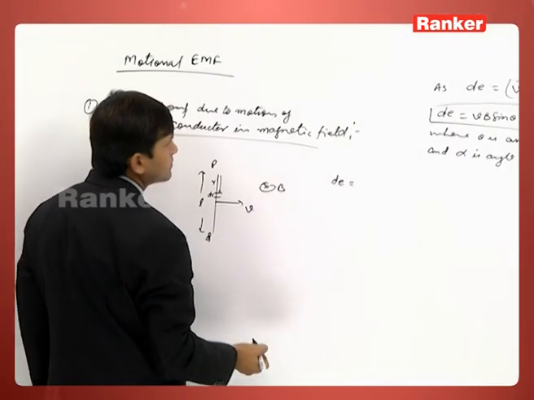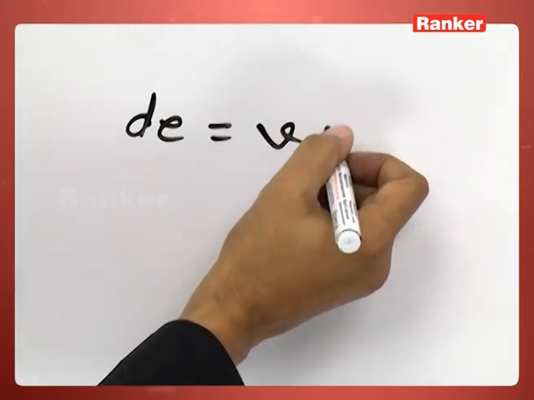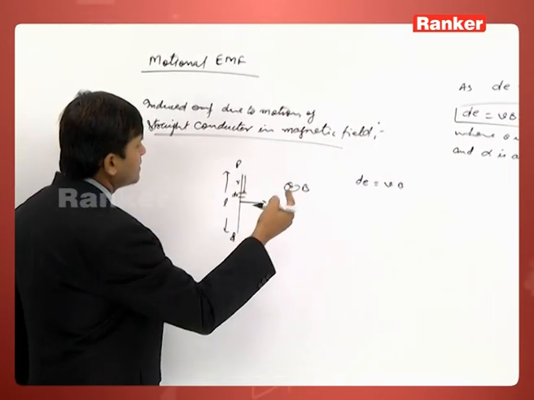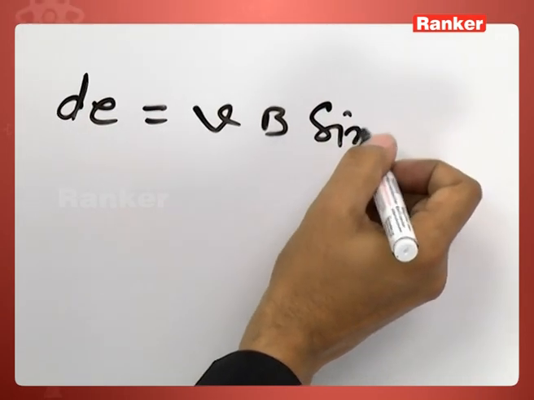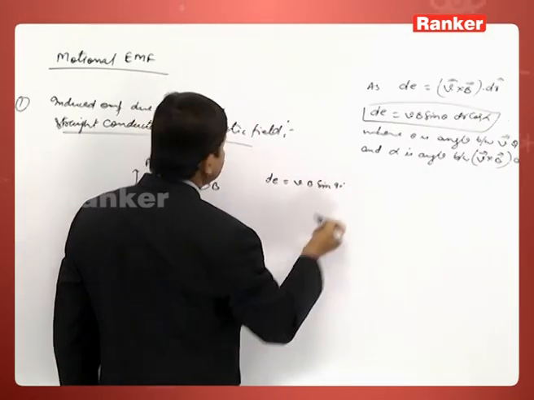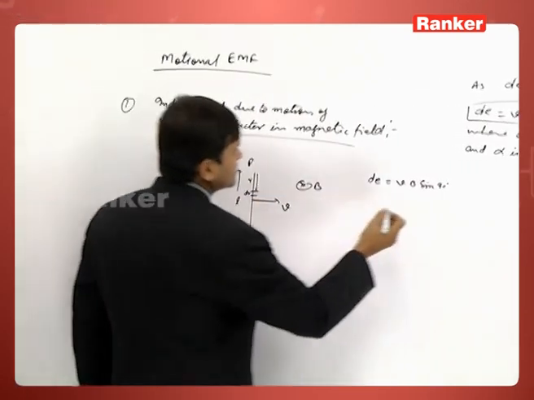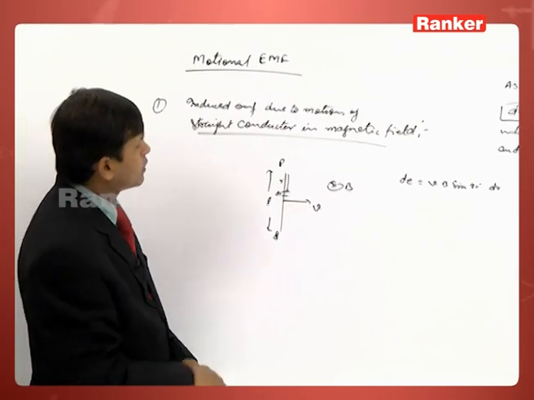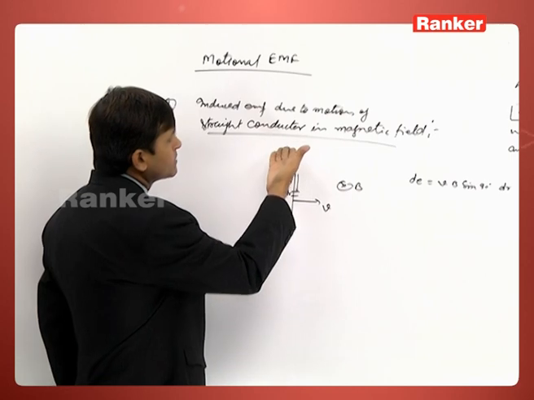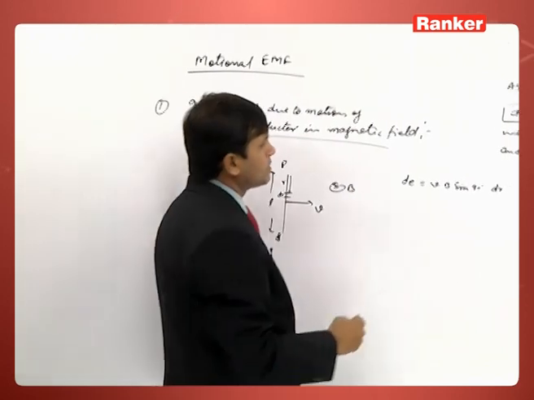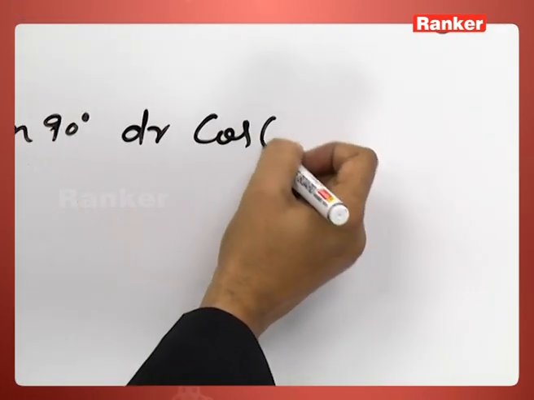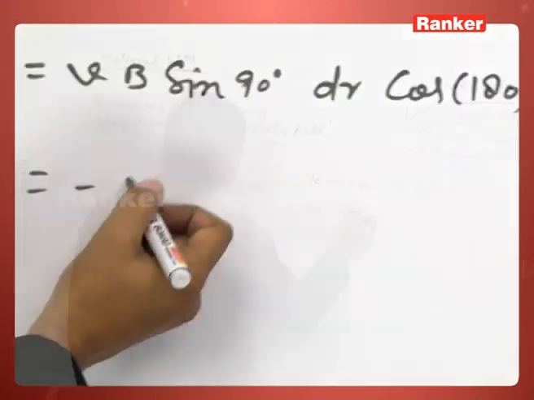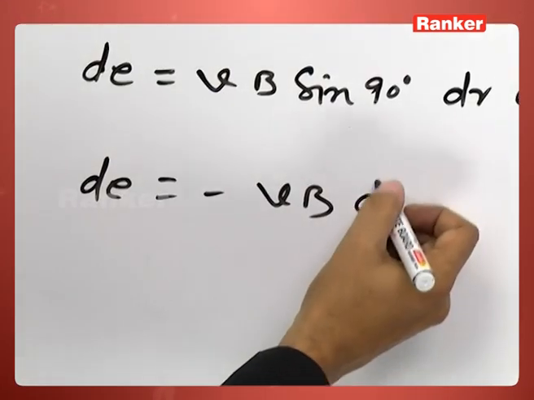So how much is the induced EMF in these two? dE is equal to V, velocity, times B, magnetic field, times sin theta, where theta is the angle between velocity and magnetic field. The magnetic field is inward, so sin 90, times dr, and cos alpha. Alpha is the angle between V cross B and dr. V cross B direction is upward, but dr is downward, so the angle between them is 180 degrees, cos 180. So dE is minus VB dr.